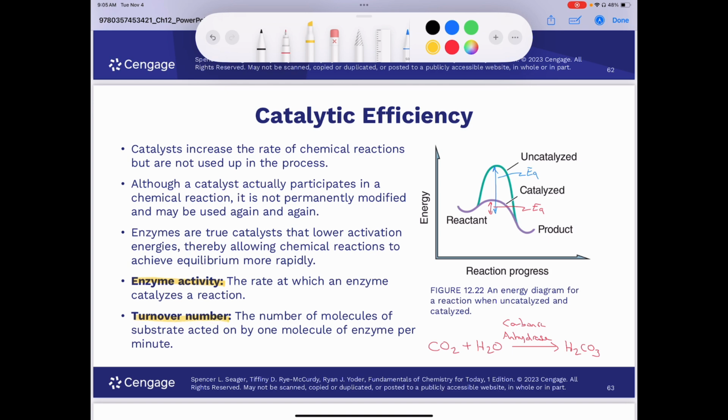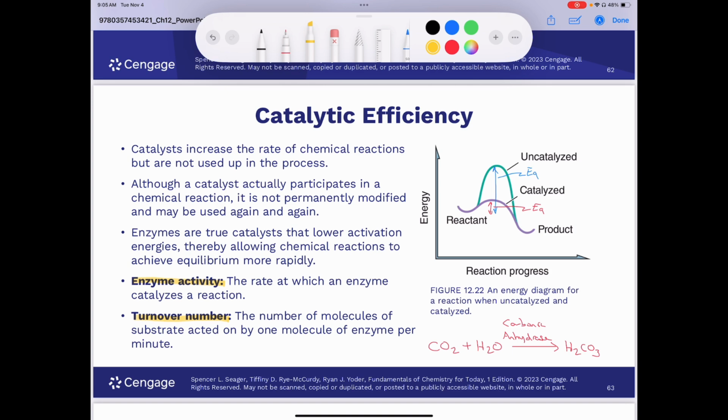Okay, so the number of molecules of substrate acted on by the molecule of the enzyme per minute is the turnover number, and it's one of the highest known for enzyme systems, this 36 million molecules per minute for the carbonic anhydrase. More common turnover numbers for enzymes are more like 1,000 reactions per minute. Nevertheless, even such low numbers dramatize the speed with which a small number of enzyme molecules can transform a large number of substrate molecules.